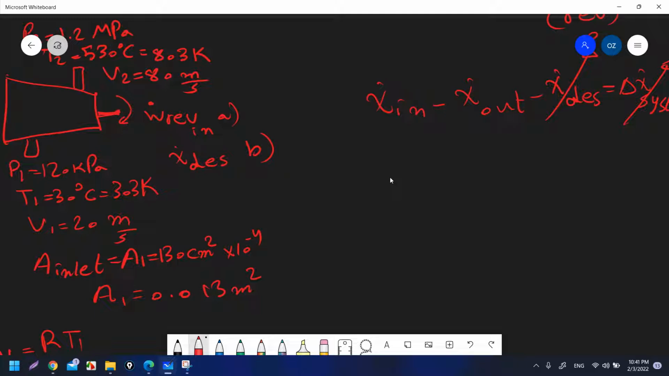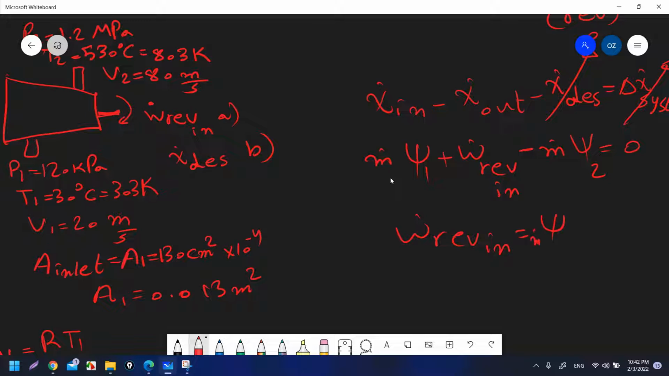X dot in is m dot times the exergy flow psi 1. I also have work in, since it is a compressor, W dot reversible in, the one that I want to calculate, minus the exergy flow times the mass flow rate out. Of course the mass flow rate is the same, inlet equal to outlet. If you make a mass balance, m dot in equals m dot out equals m dot in general. The destroyed term is equal to 0. So the reversible work in, the usual equation that you will find at the end, is equal to m dot times psi 2 minus psi 1.